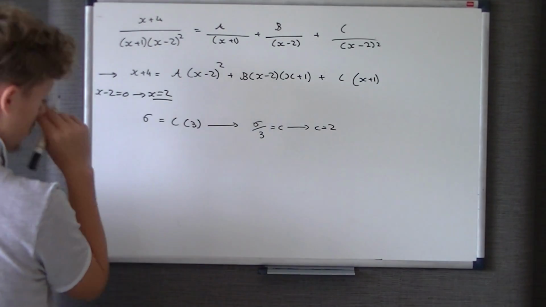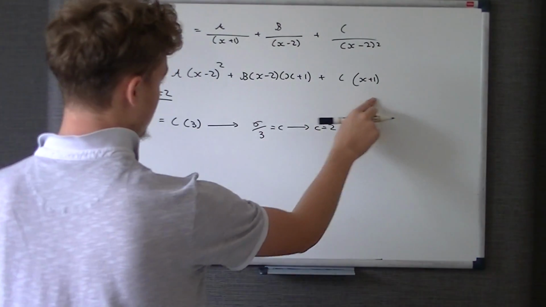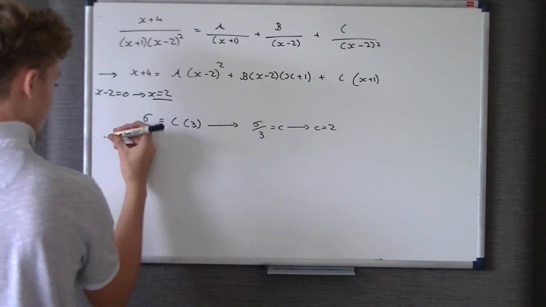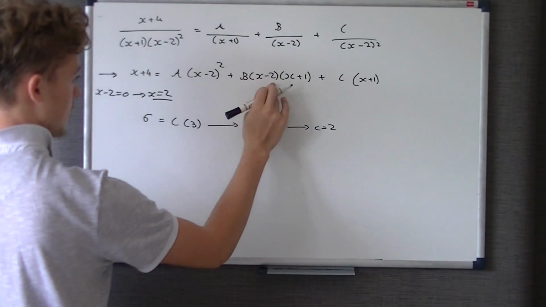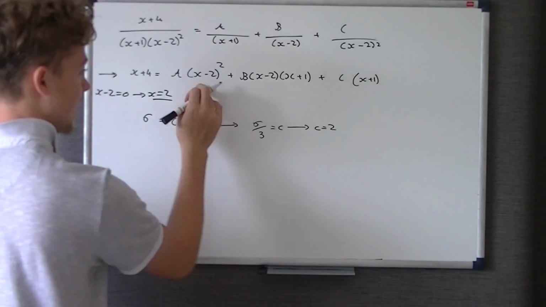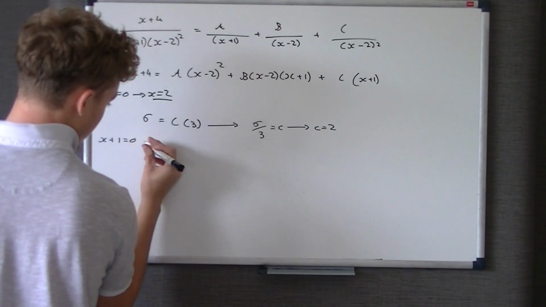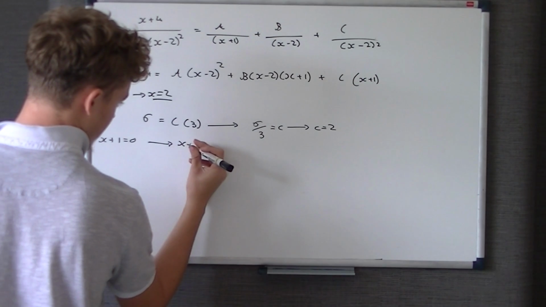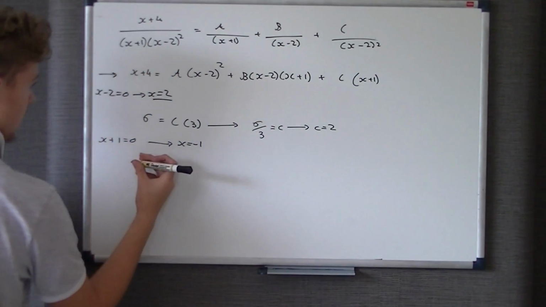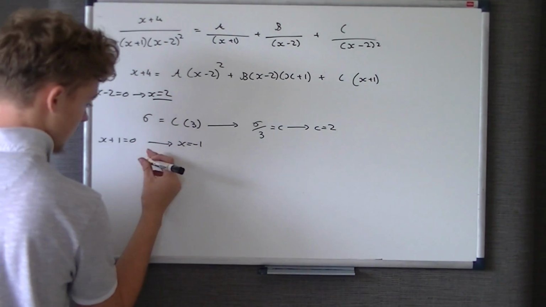So what else can we do? Well, if we want to find a, then we could find a. If we want to get rid of the b and c, they've both got x plus 1. A hasn't got that, so x plus 1 equals 0. Therefore, we arrange at x equals minus 1. So if x equals minus 1, minus 1 plus 4 is 3.